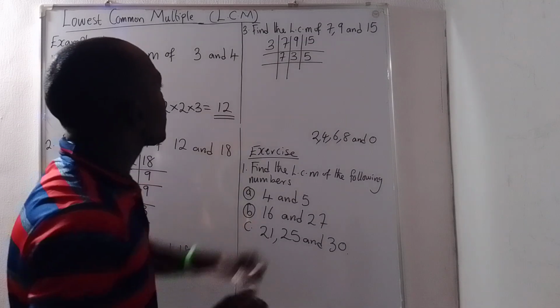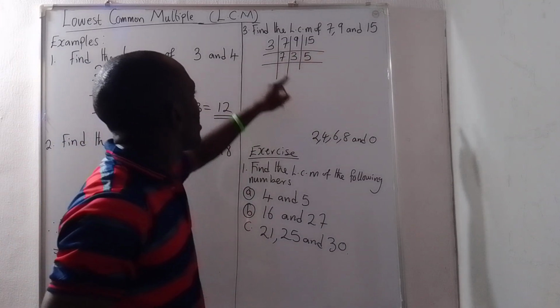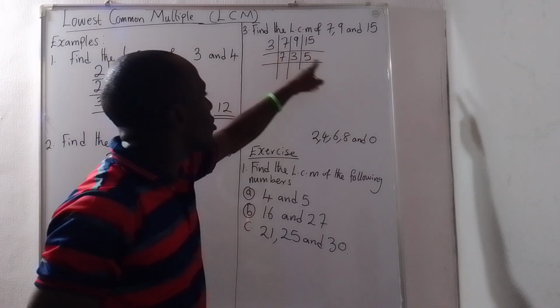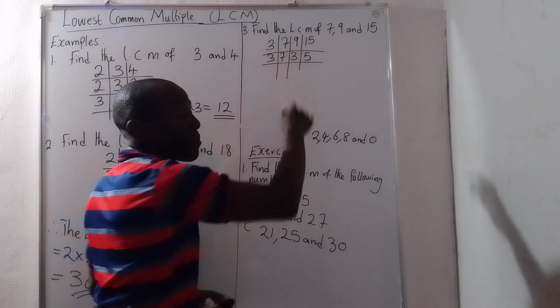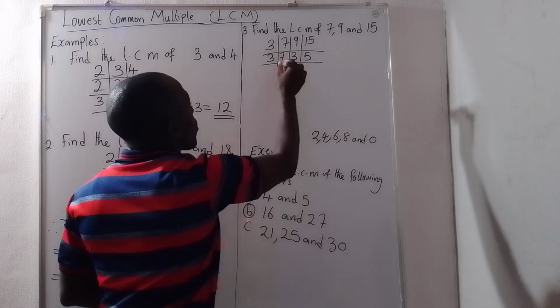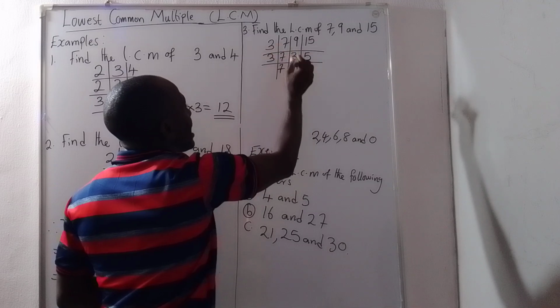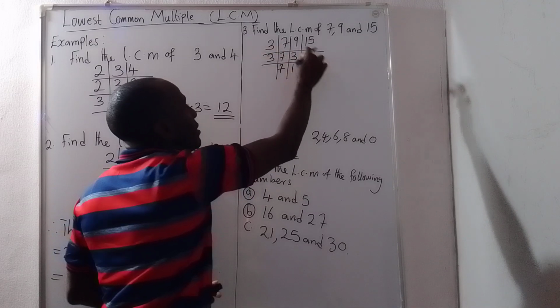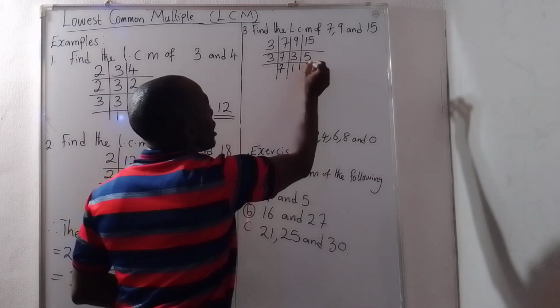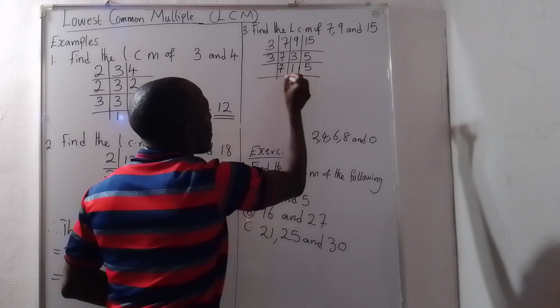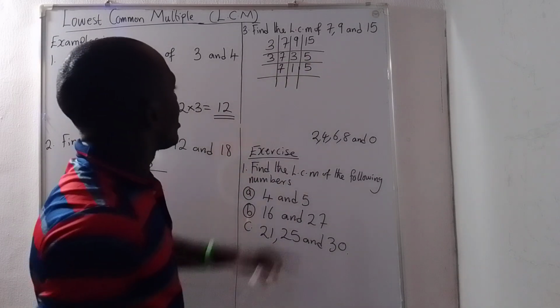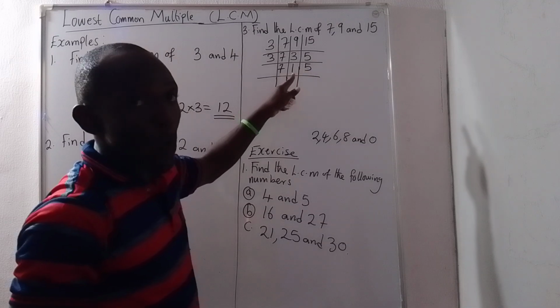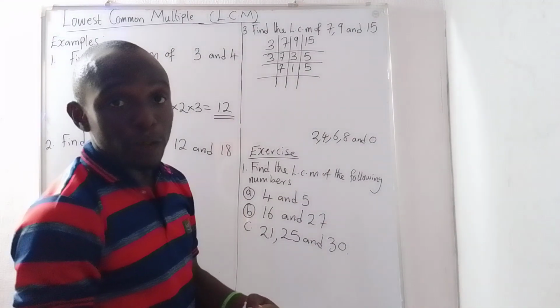Okay. We have 7, 3, 5. Can 3 divide any of these numbers again? Yes, we still use 3 here. Because 7 cannot be divided by 3, we bring it down. 3 divided by 3 is 1. Can 5 be divided by 3? No, so we bring it down. So we have 7 here, 1 here, 5 here. Is there any number that can be divided by 3 again? No. We go to the next serial number, which is 4.